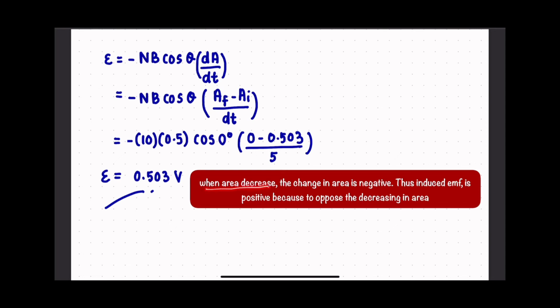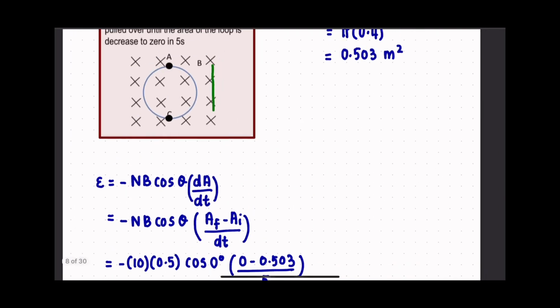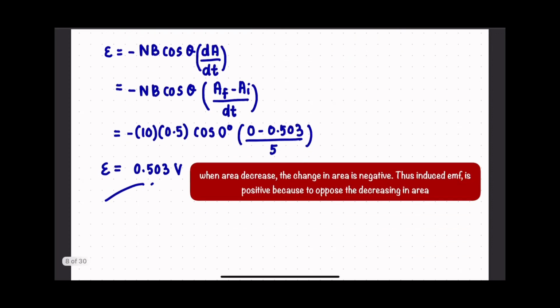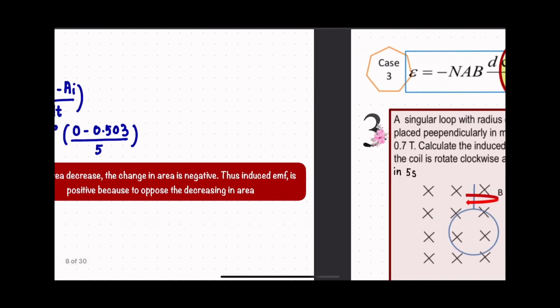Okay, when the area decreases from 0.503 to 0, the change in area is negative. It means when we calculate here, we get a negative value. So the induced EMF is positive. Why is it positive? Because it wants to oppose the decrease in area. That is why its value is positive. Okay, I hope that is clear.